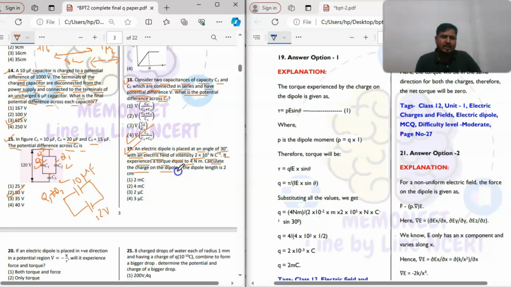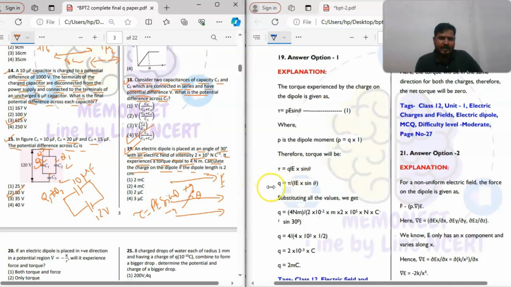Calculate the charge on the dipole if the electric dipole length is 2 centimeter. So when the dipole is placed in the electric field, what is the torque acting on it? If the dipole is placed in a uniform electric field at angle theta, the torque is equal to P E sin theta. By applying this, we will try to solve our problem.